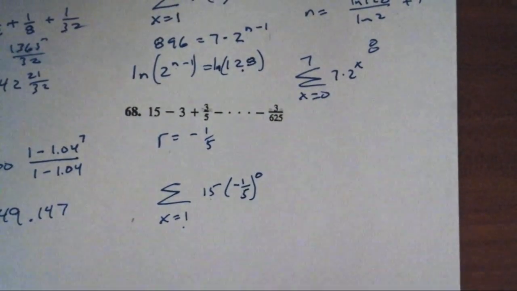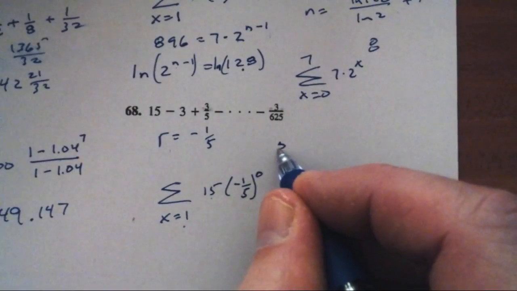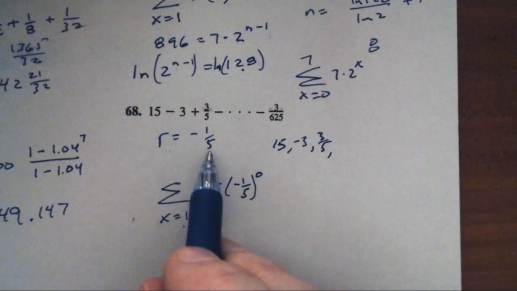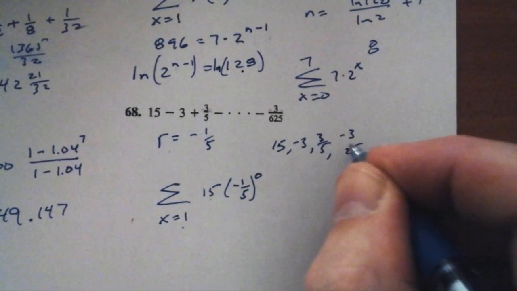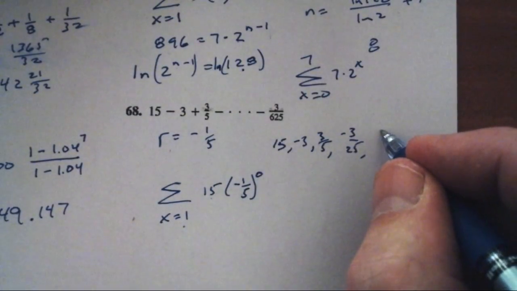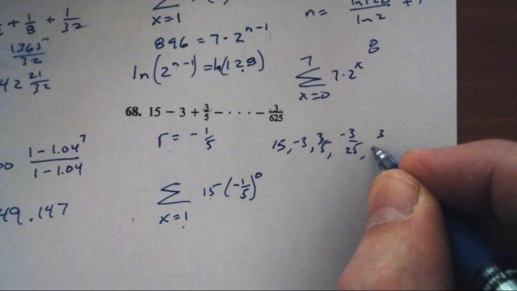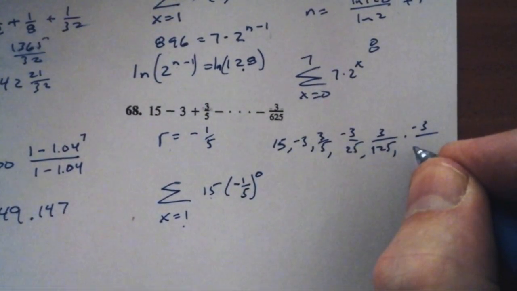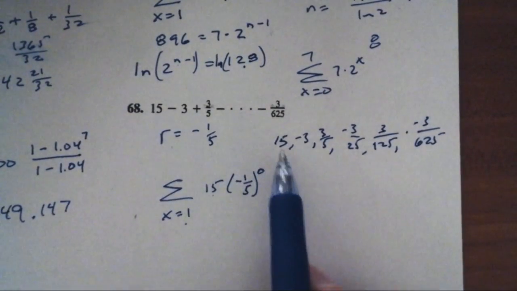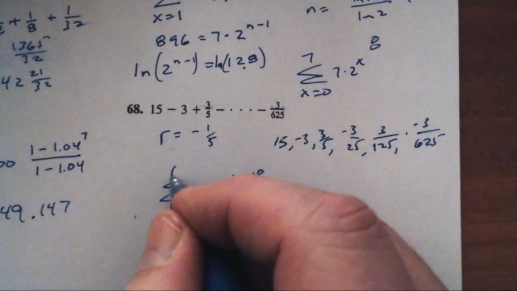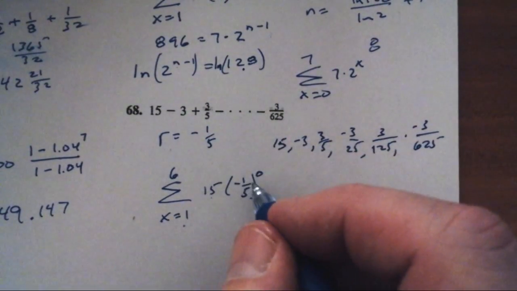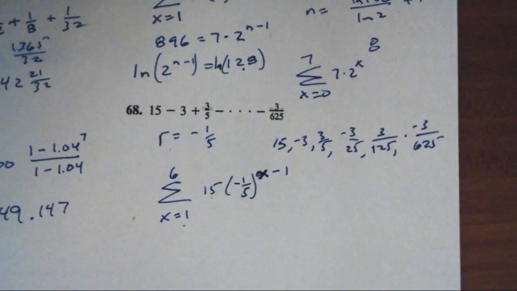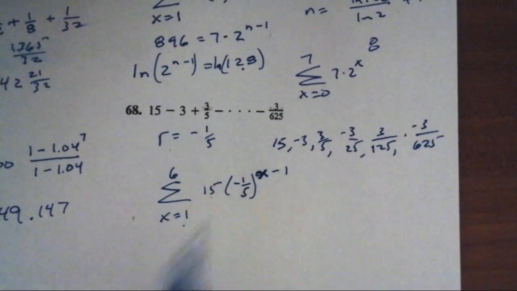What's our last term? Now, I'm just going to write these out and show you what you can often do. We've got 15, negative 3, 3/5. I'm multiplying by negative 1/5, so that's negative 3 on 25. Multiply by negative 1/5, positive 3 on 125. Multiply by negative 1/5, negative 3 on 625. So we have 1, 2, 3, 4, 5, 6 terms. Put in 6, and, oh, this shouldn't be 0. I'm sorry, this should be x minus 1. So when I put in 1, I get negative 1/5 to the 0th.